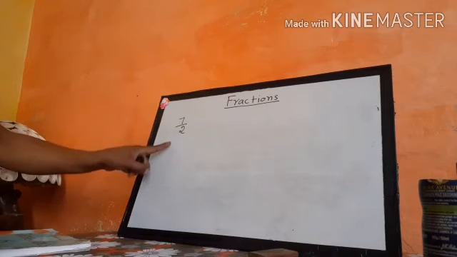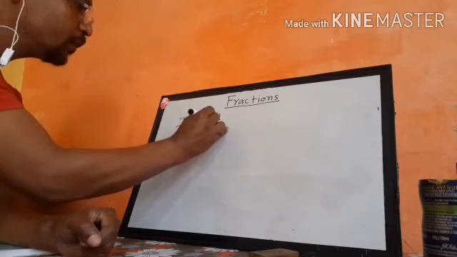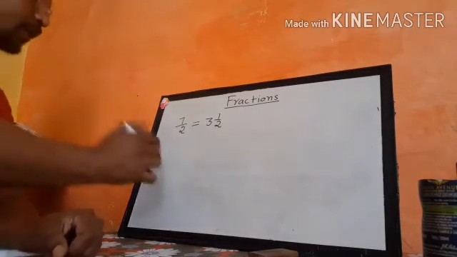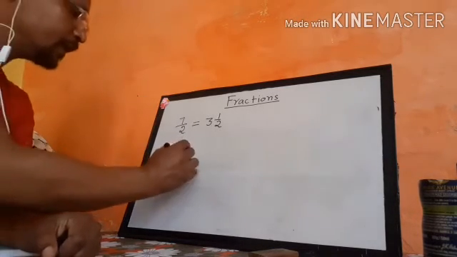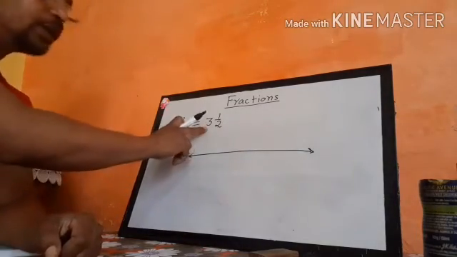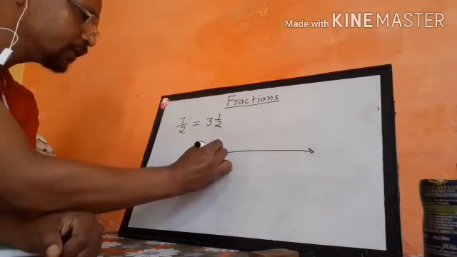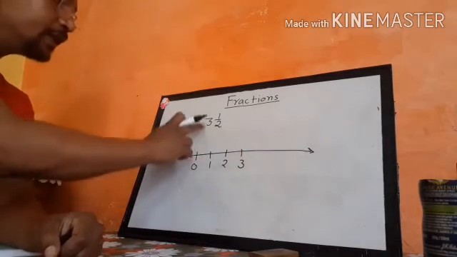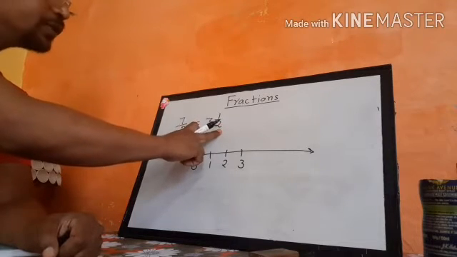Next example is 7 upon 2. So 7 upon 2 can be written in the form of 3 right 1 upon 2. You can convert it by division. So let's represent this fractional number on the number line. Draw your number line. Here the whole number is 3, so first you should go to the 3. So I have represented this whole number. Now comes the turn of this 1 upon 2, which means half.